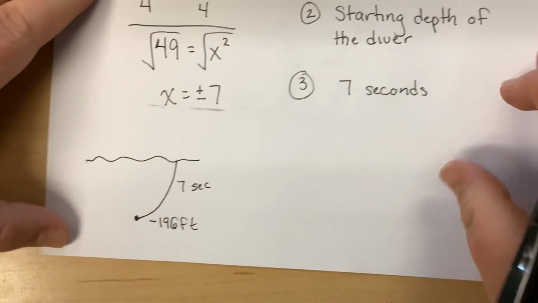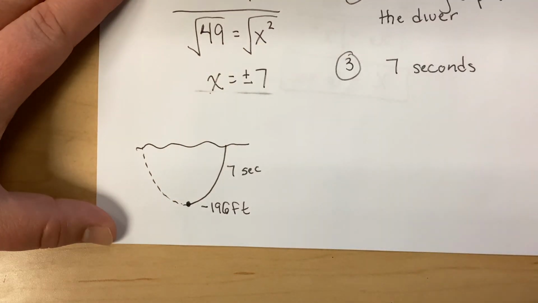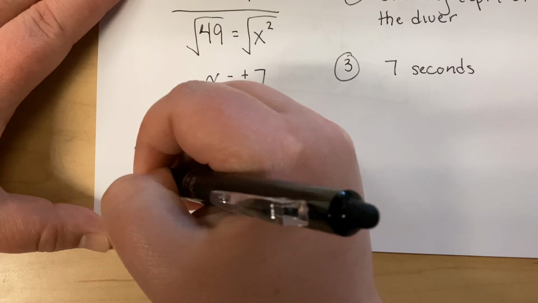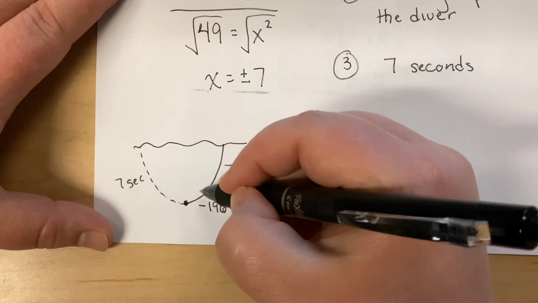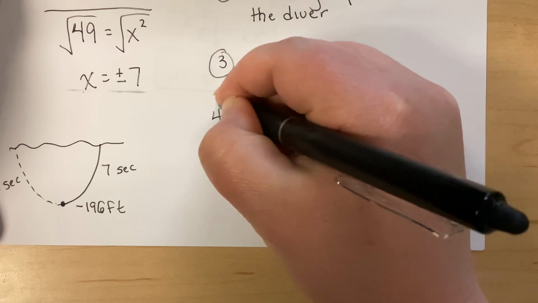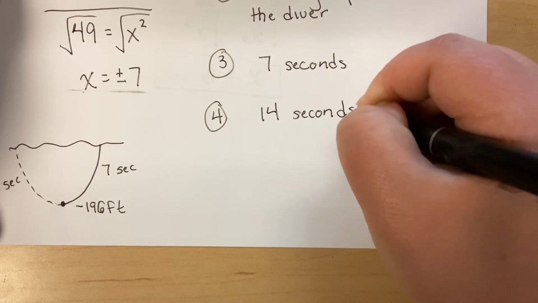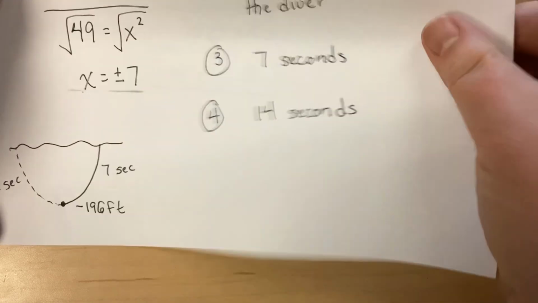But her entire dive includes the time it took for her to get down here in the first place, which is where that negative 7 seconds comes in. But really, it's still going to take her 7 seconds to get down there, which is the same amount of time it takes her to get back up. So that means her entire dive is 14 seconds. And that's it for that problem. Let's try a couple more.